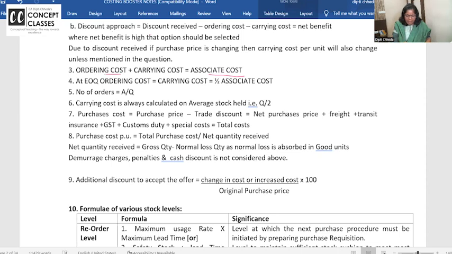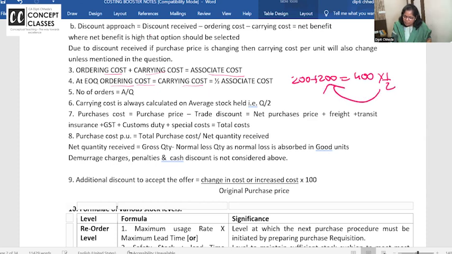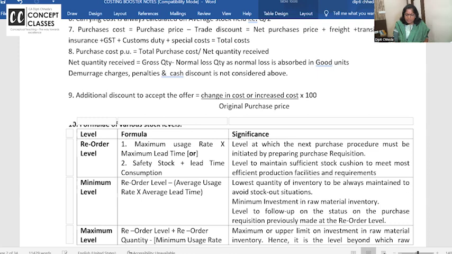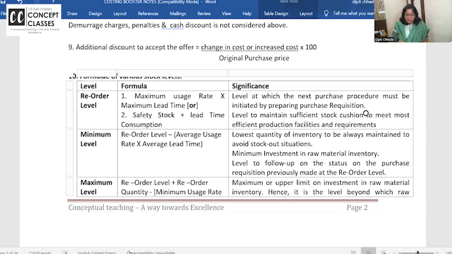Associate cost का मतलब क्या है? Ordering cost and carrying cost. At EOQ, ordering cost is equal to carrying cost. है ना? Your ordering cost is 200, carrying cost is 200, associate cost. So in exam, if they give you associate cost, can you do half and get the ordering and carrying cost and fill up the fill in the blanks? Purchase में सब add करना है, वो बता दिया आपको. Purchase quantity minus normal loss.